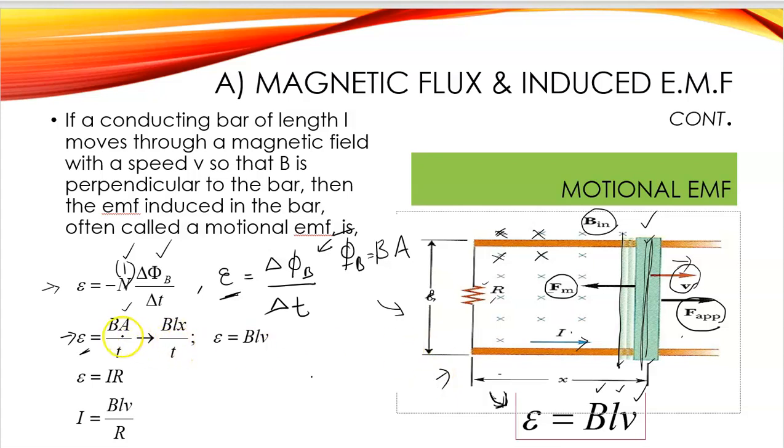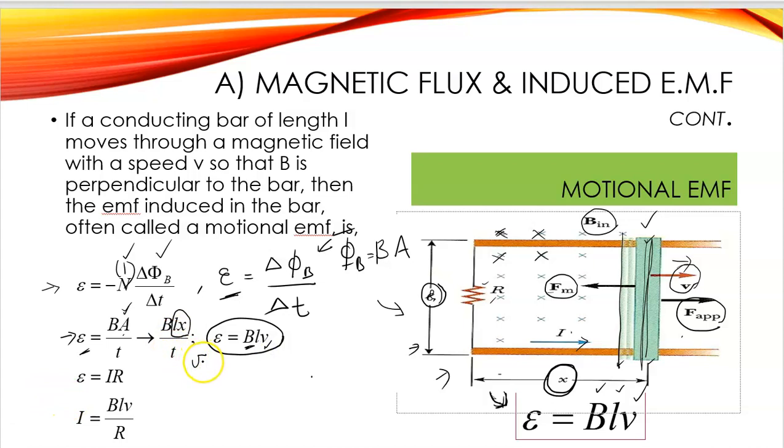In this case, the area is a product of the length of the conductor and the width of the conductor, which in this picture we symbolize as X. So the area can be replaced with L times X divided by t. We know that the division of X by t gives me a velocity, right? So the EMF, or induced EMF, for this type of scenario, motional EMF, is equal to B times the length of the conductor times the velocity.